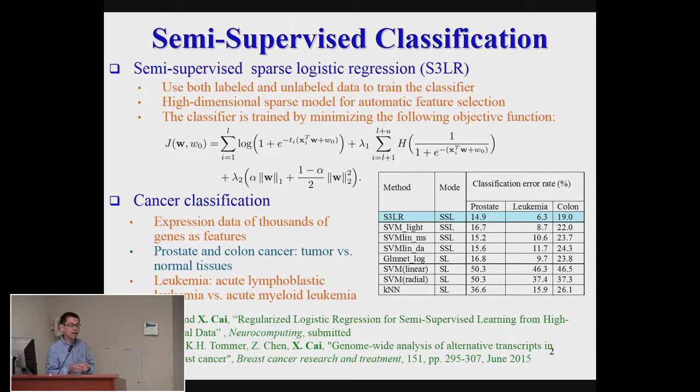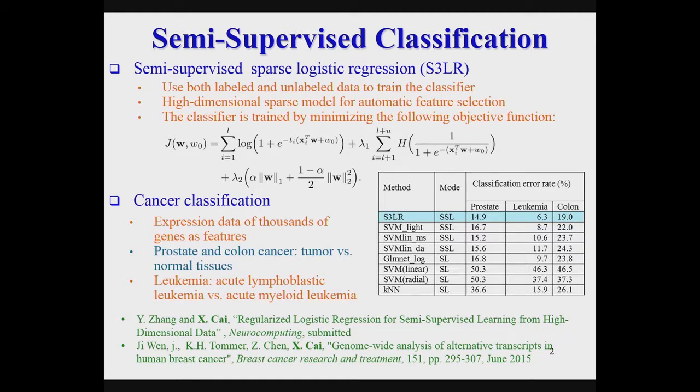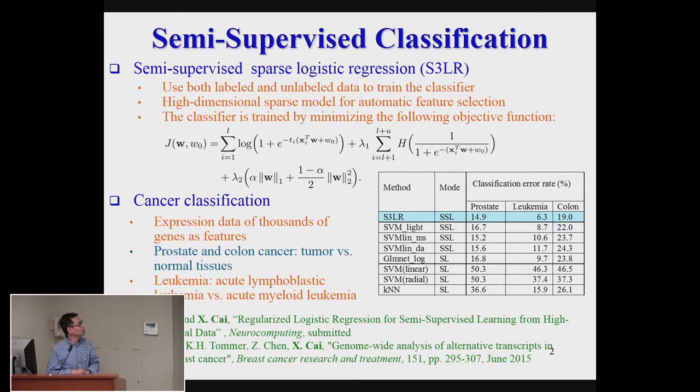We have thousands of features, and also we want to use some labeled data. We know this is already a tumor or benign tissue, or we also have some unlabeled data. We don't have any label. We don't know if it's a tumor or benign tissue. So then we developed an algorithm called the semi-supervised sparse logistic regression algorithm.